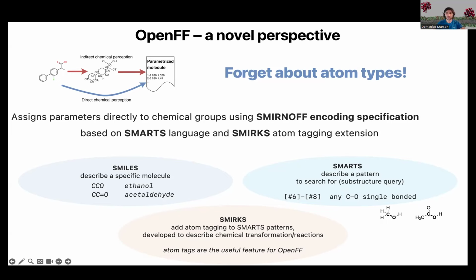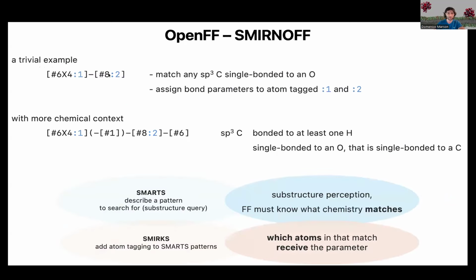SMARTS is able to describe a pattern in a molecule, so it is used for substructure queries. And SMIRKS is able to describe transformations, chemical reactions, but for us, the important thing about SMIRKS is the ability to tag atoms. What I mean is, with an example, here is the SMIRNOFF encoding for a carbon atom, so atom number 6, with 4 substituents, so an sp3 carbon, which is bound with a single bond to atom number 8, so an oxygen atom.